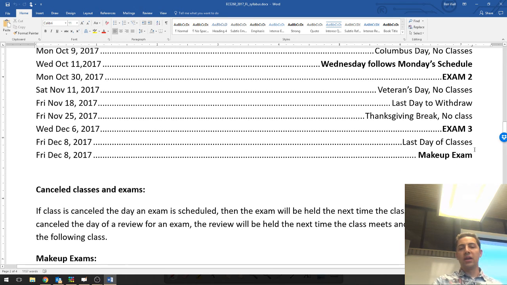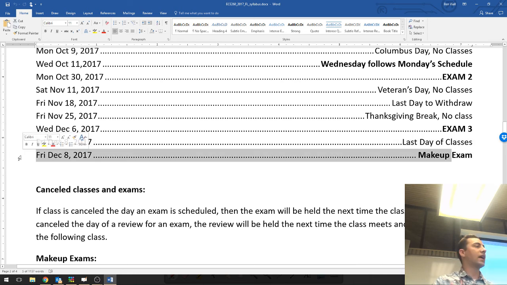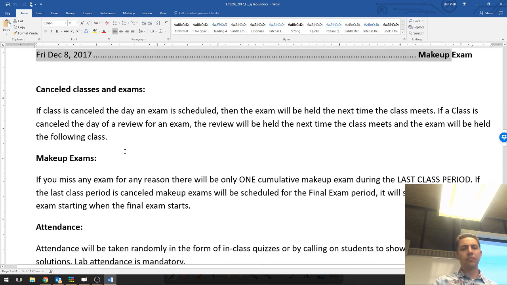There is 1 day for makeup exams. It's the last day of class. Okay, so the last day of class, we have no class unless you have missed an exam. And you must have a valid excuse to have missed an exam. All right. And it's a cumulative. So if you miss exam 1, or you miss exam 2, or you miss exam 3, you all take the same makeup. It's cumulative. It's harder. You don't want to take this makeup. So please try to come to exams.